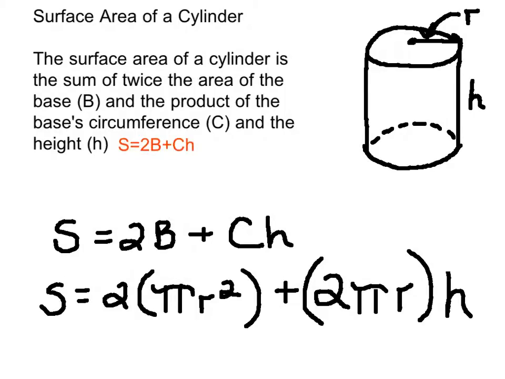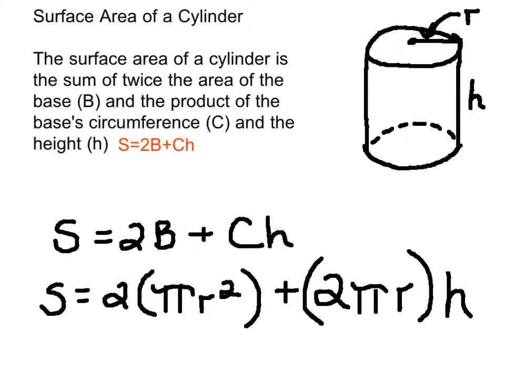Surface area of a cylinder. The surface area of a cylinder is the sum of twice the area of the base and the product of the base's circumference and the height. So this is what the formula looks like. 2 times, again, the area of the base is represented by a capital B. Now in the cylinder, the base is, again, the shape that names it, so it's the circle. So you're going to have to find the area of that base.